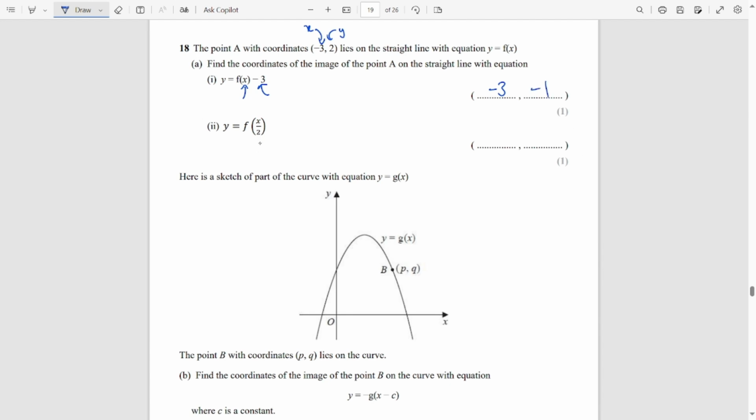Now we have a transformation inside the brackets here. And so because we're inside the bracket, this time the y remains fixed. So I'm going to fill the y coordinate in as 2, it won't change. And the x coordinate is going to change.